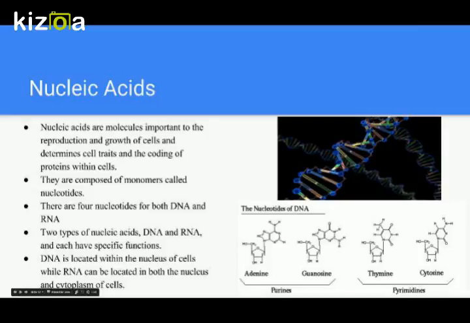Nucleic acids. Nucleic acids are molecules that are important to the reproduction and growth of cells, and determine cell traits and the coding of proteins within cells. They are made of monomers called nucleotides. There are also 2 types of nucleic acids that each have different functions, DNA and RNA. DNA makes up genes to code for the production of proteins, which in turn causes cell activities. Meanwhile, RNA works with DNA in protein synthesis.